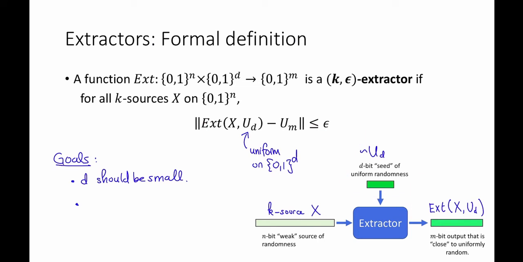The other thing we want is that m, the length of the output, should be close to k plus d. That's because intuitively we have k bits of randomness coming in here, d bits of randomness coming in here, and ideally we'd be able to squeeze all of that randomness out here. So we'd like to get close to k plus d bits of randomness, or at least close to uniform randomness, out of the other end of the extractor.